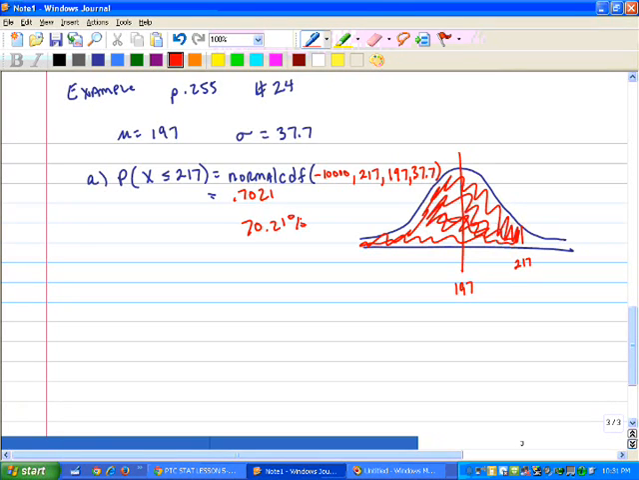Part B says if 200 U.S. women in the 35 to 44 age group are randomly selected, about how many would you expect to have a total cholesterol level greater than 185 milligrams per deciliter of blood? In this case, we're looking for the probability that our random variable x has a value greater than 185.